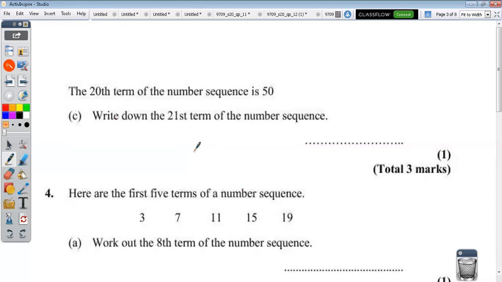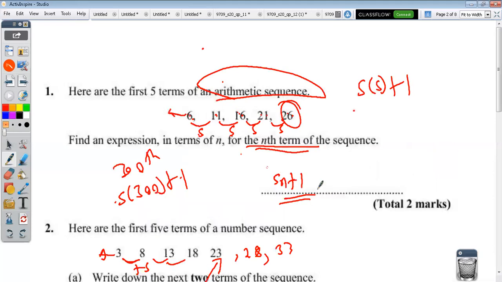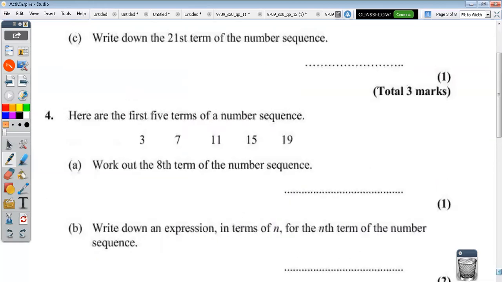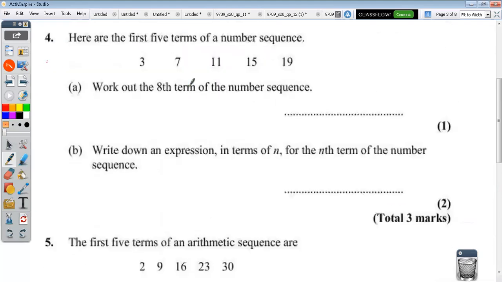The 20th term of a number sequence is 50. Write down the 21st term. This is a continuation of this one. Anyway, simply subtract 4. We won't talk about this because we are deducting 4. It's easy. Now let's go to this one.